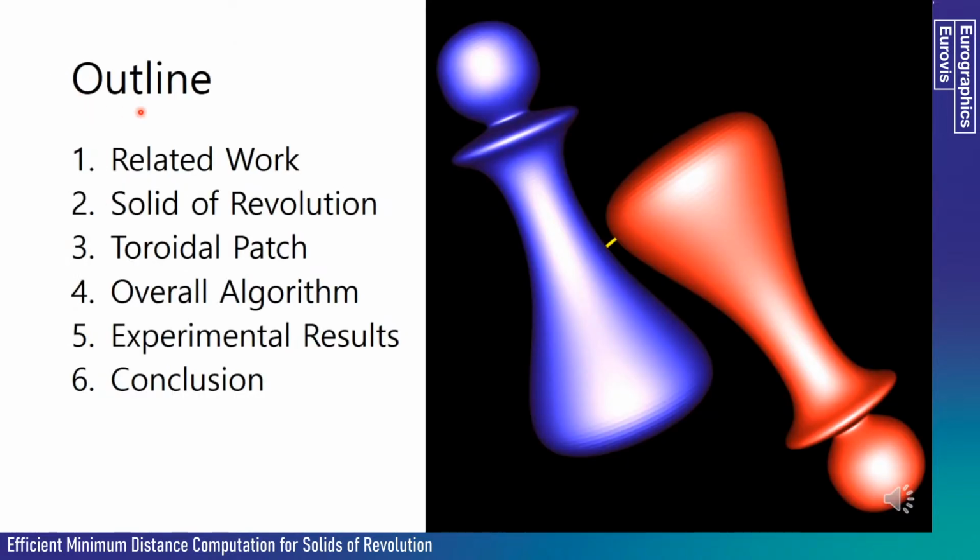This is the outline of my talk. After related work, I will briefly review the solid of revolution and then an efficient algorithm to compute the minimum distance between toroidal patches. After that, I will summarize the overall algorithm with some details and then present the experimental results and finally conclude the paper.